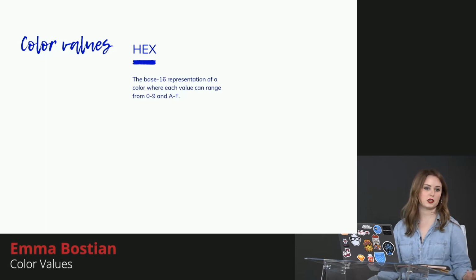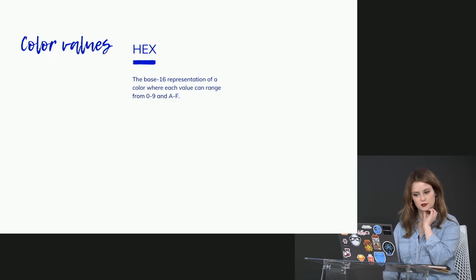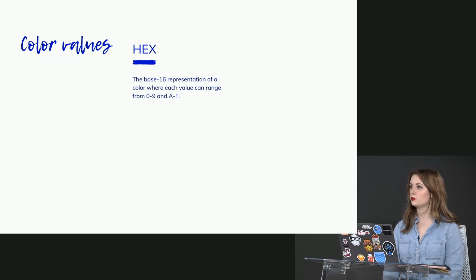So hex we're probably all familiar with, right? It's the base 16 representation of a color. So if you didn't go to computer science school or you don't understand this, that's totally fine. Hex means hexadecimal, so base 16. So we count in base 10, so digits 0 through 9. Binary is base 2. Hex is going to be base 16, so you'll have the digits 0 through 9, and then also the letters A through F. That's kind of where that comes from.